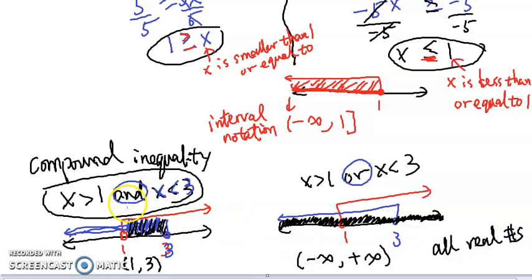So you can see the word joining the two inequalities makes a big difference. If it's and, we only get numbers between 1 and 3. If it's or, we get all of them.